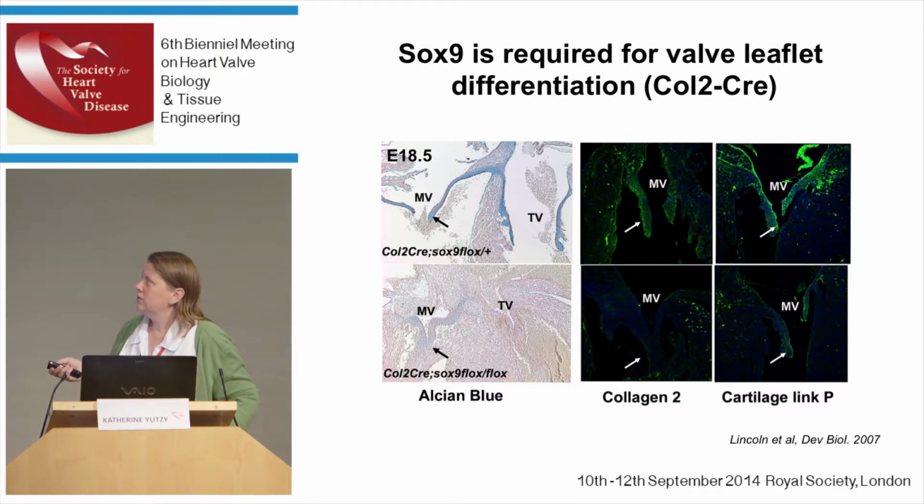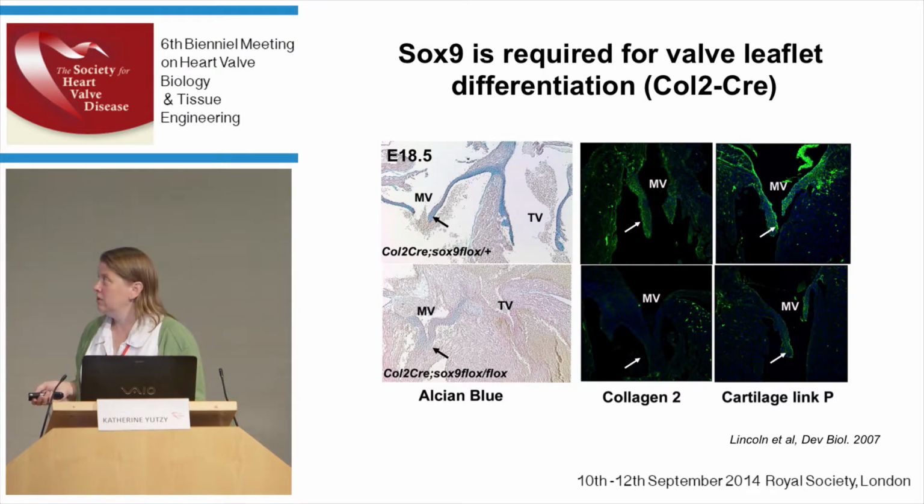But when you look in the valves, these are the control valves, these are the knockout valves. Basically, we see loss of proteoglycans when SOX9 is knocked out. We don't get any collagen 2, we don't get any cartilage link protein, which is also called hapln1. So basically, without SOX9, this whole cartilage regulatory program does not get active in the valves, and these mice do not survive.